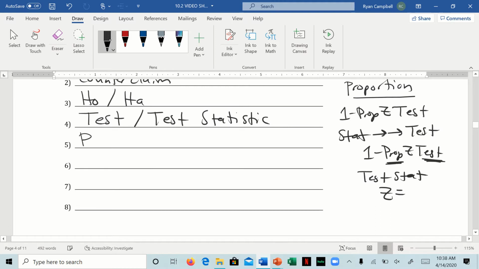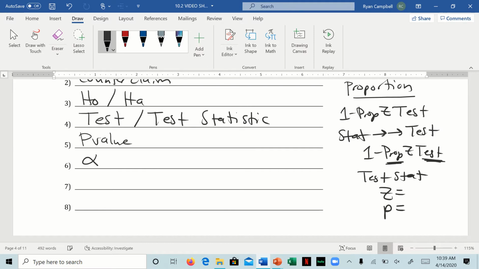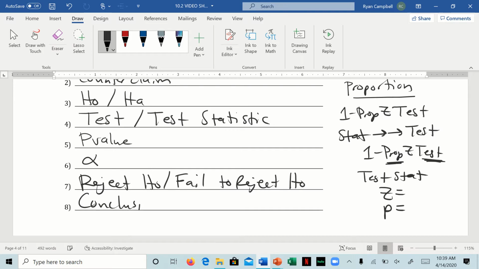Step 5, find our p-value. This is also how we're going to find our p-value. So our p-value will be under p for our 1-prop z-test. Then step 6, find your significance level. Step 7, we either reject the null hypothesis or fail to reject the null hypothesis. Make sure you're writing H naught. And then lastly, write our conclusion.